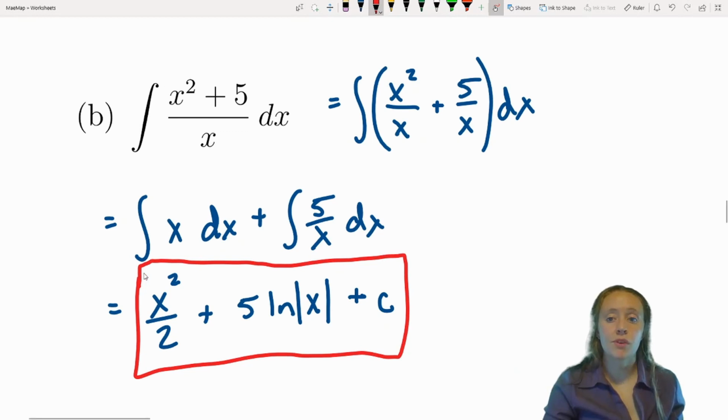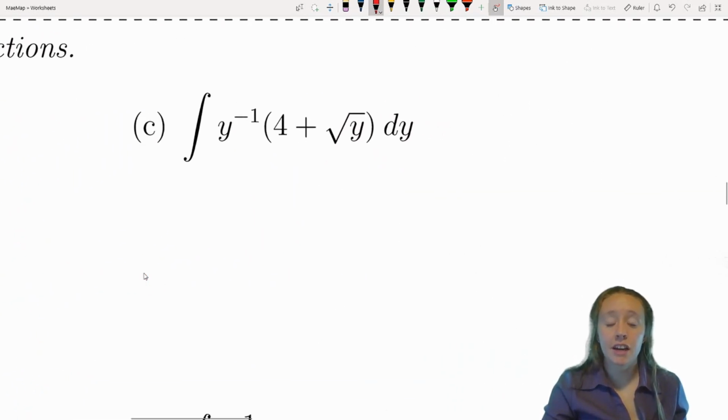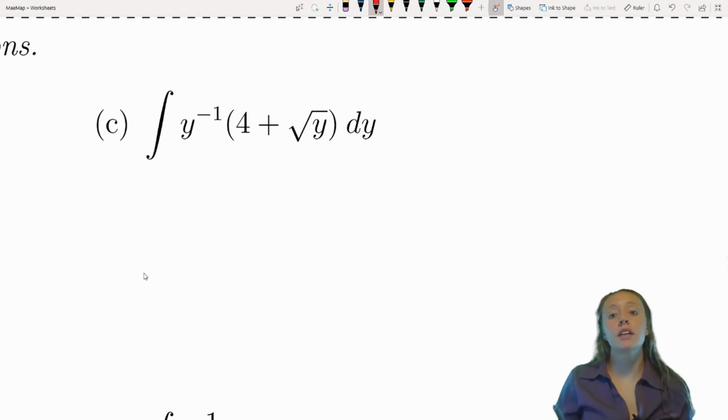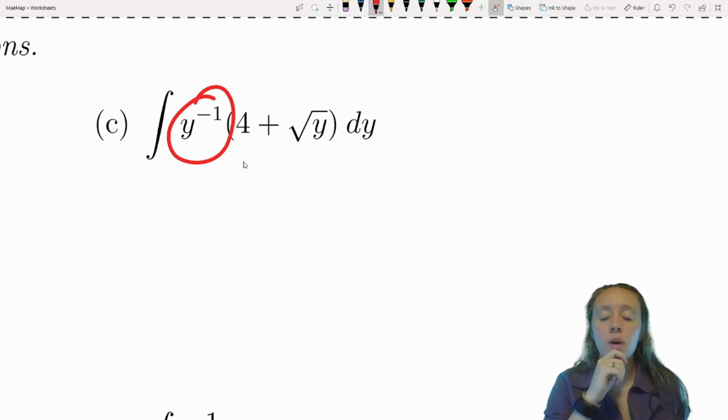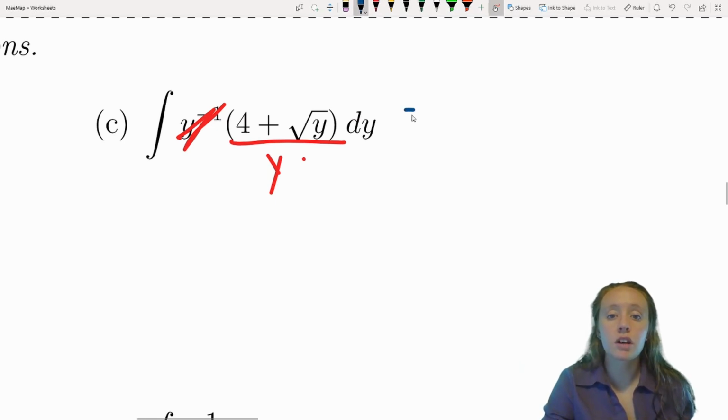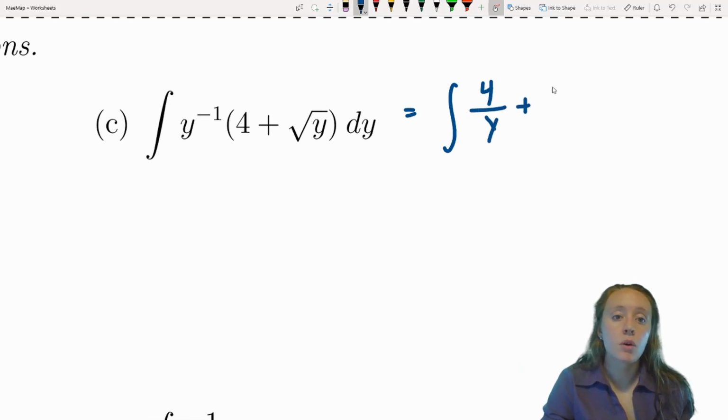Now, let's move on. In part C, if we were taking the derivative, we might use the product rule. However, we're not. The same rules don't apply, so we cannot do this unless we can simplify it down. And think about this, y to the negative 1, we can write in the denominator as y to the positive 1. And then I'll be able to split my fraction just like before. So this is going to be the integral of 4 over y plus the square root of y, I'll write as y to the 1/2 over y dy.